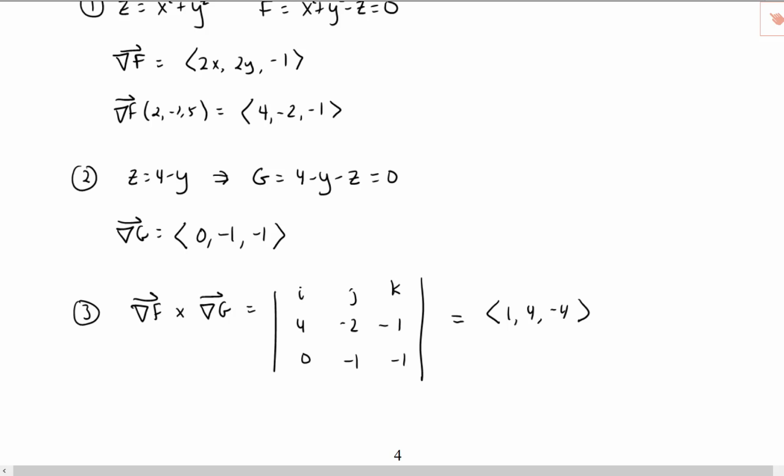Now all we have to do is write the equation of a line that passes through the given point 2, negative 1, 5, and has direction 1, 4, negative 4. So the equation of our tangent line is r of t equals the vector 2, negative 1, 5 plus t times the vector 1, 4, negative 4. All right, let's go on to the next page.